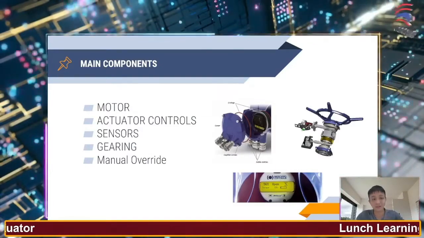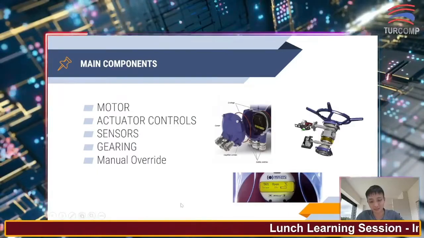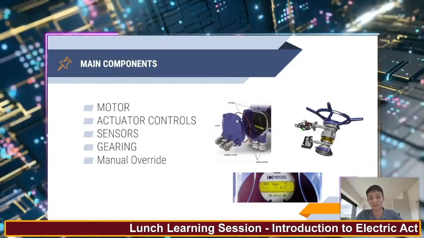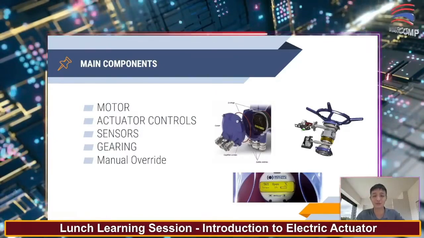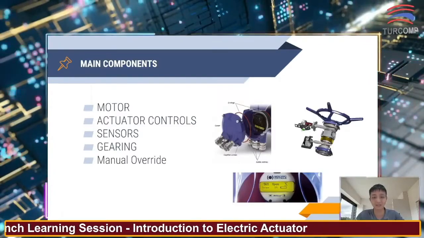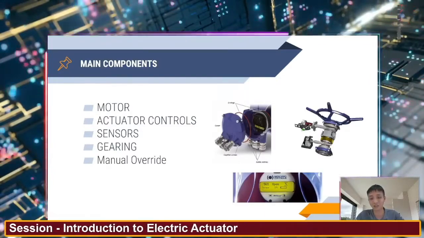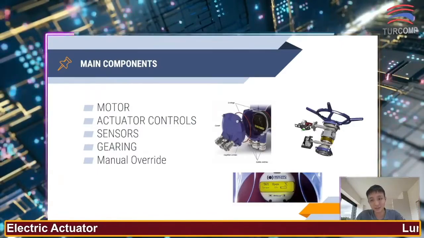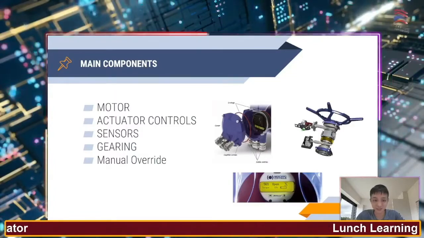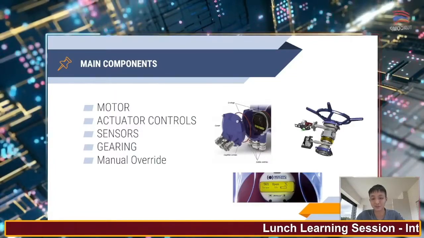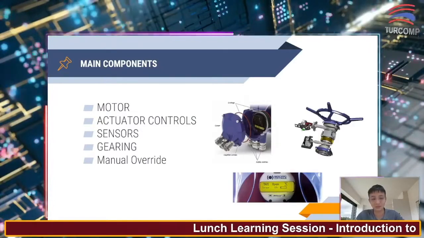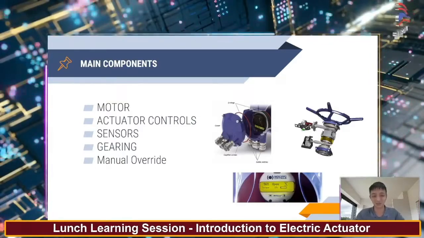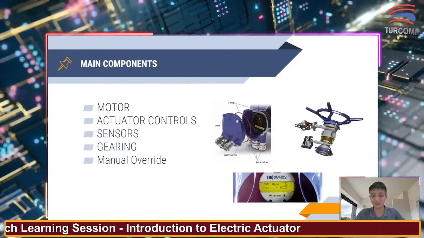Right. And then the third one we call sensors. So what are the sensors available inside? Because we definitely need something. The actuator definitely needs to know what it is doing, so it will need many kinds of sensors within this enclosure. The sensors can be thermal sensors, position sensors, torque sensors, and also limit switches. Okay, these are the sensors available inside the electric actuator.